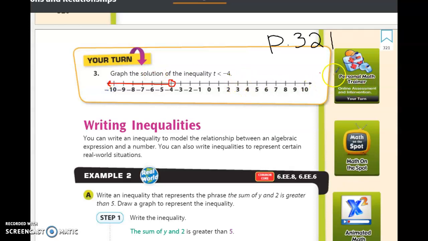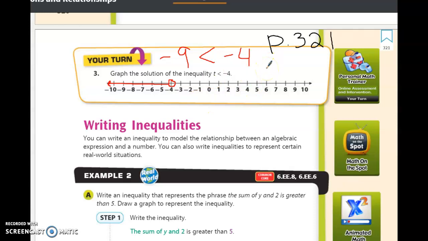And to prove that, we pick a number that's in this highlighted section and see if it would work. For instance, if I picked -9, if I said -9 was t, is that less than -4? Well, it is, so we know that our solution's correct.